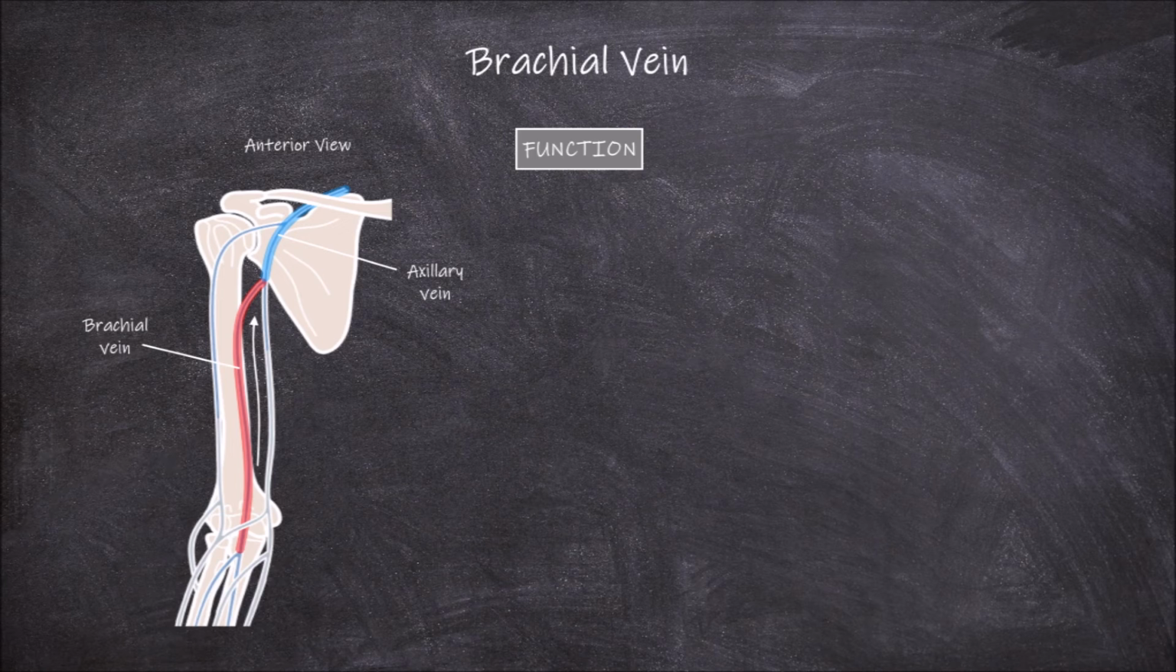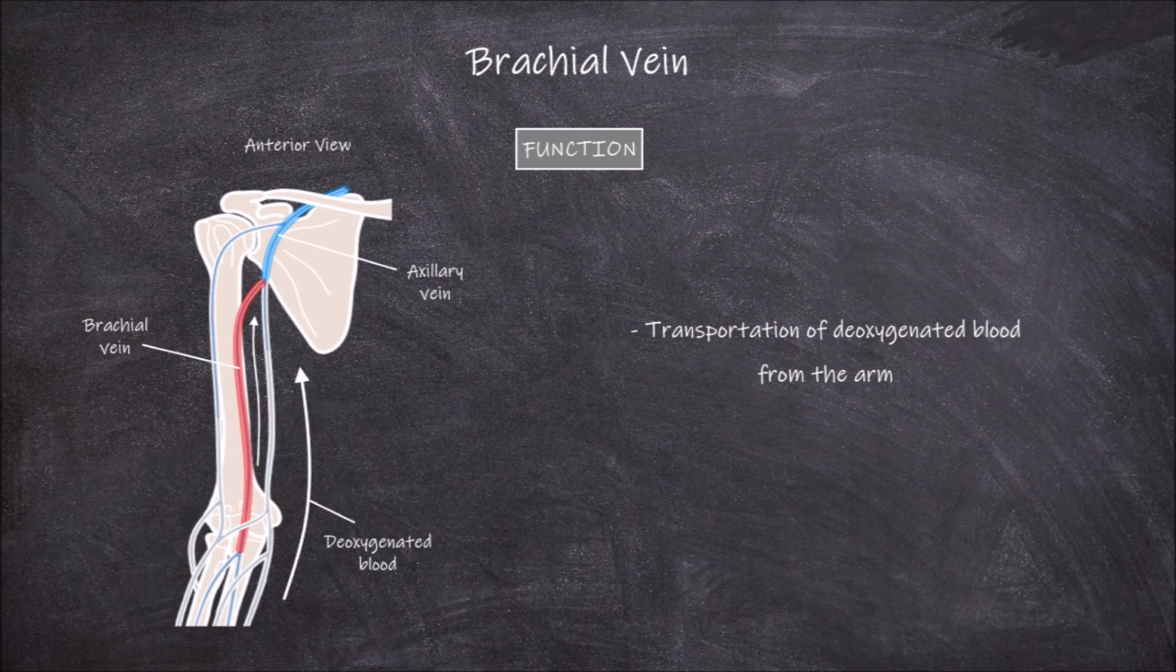What is the function of this vein? This vein's primary function is in the transportation of deoxygenated blood from the arm up to the shoulder region. From here, the blood drains into the axillary vein and onwards on its way back to the heart.